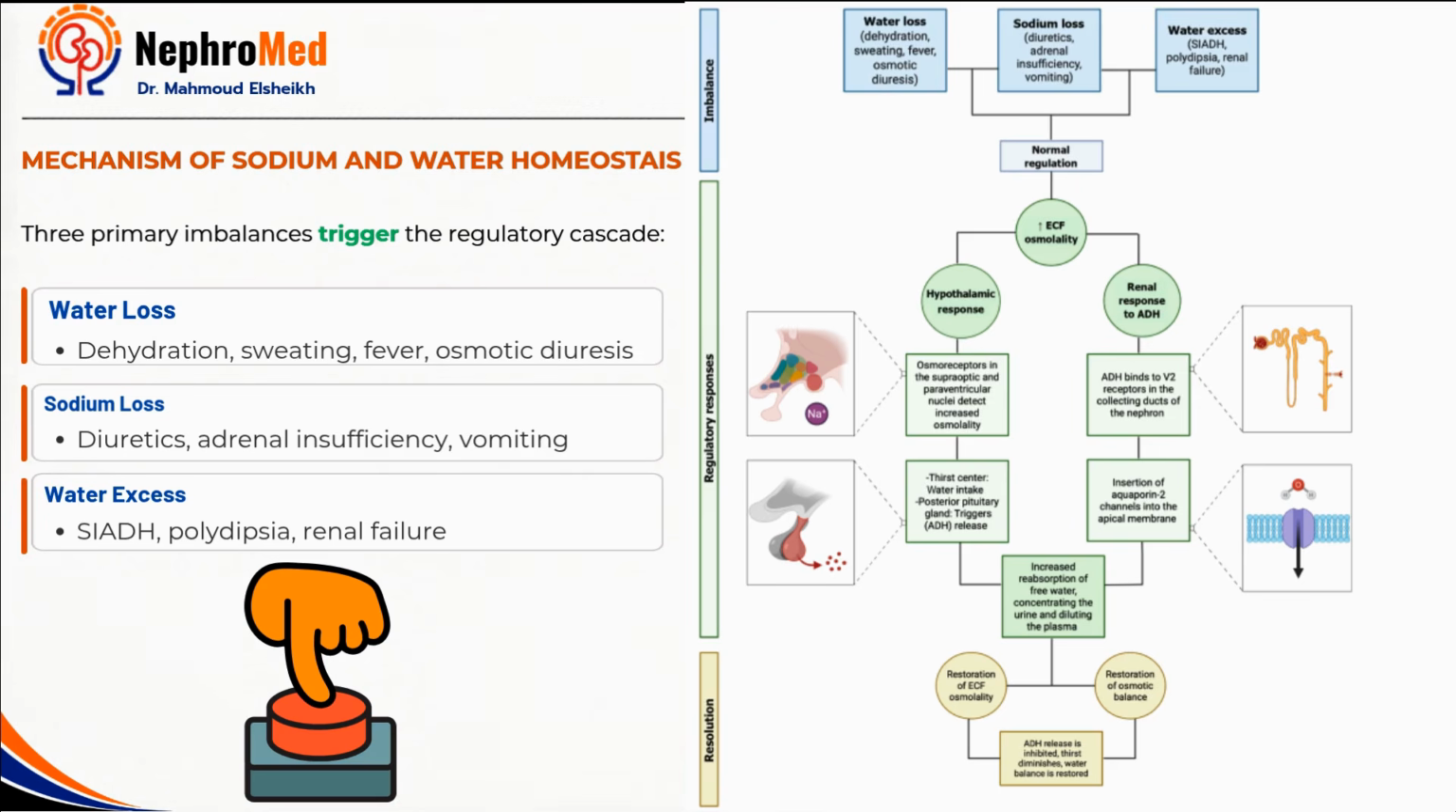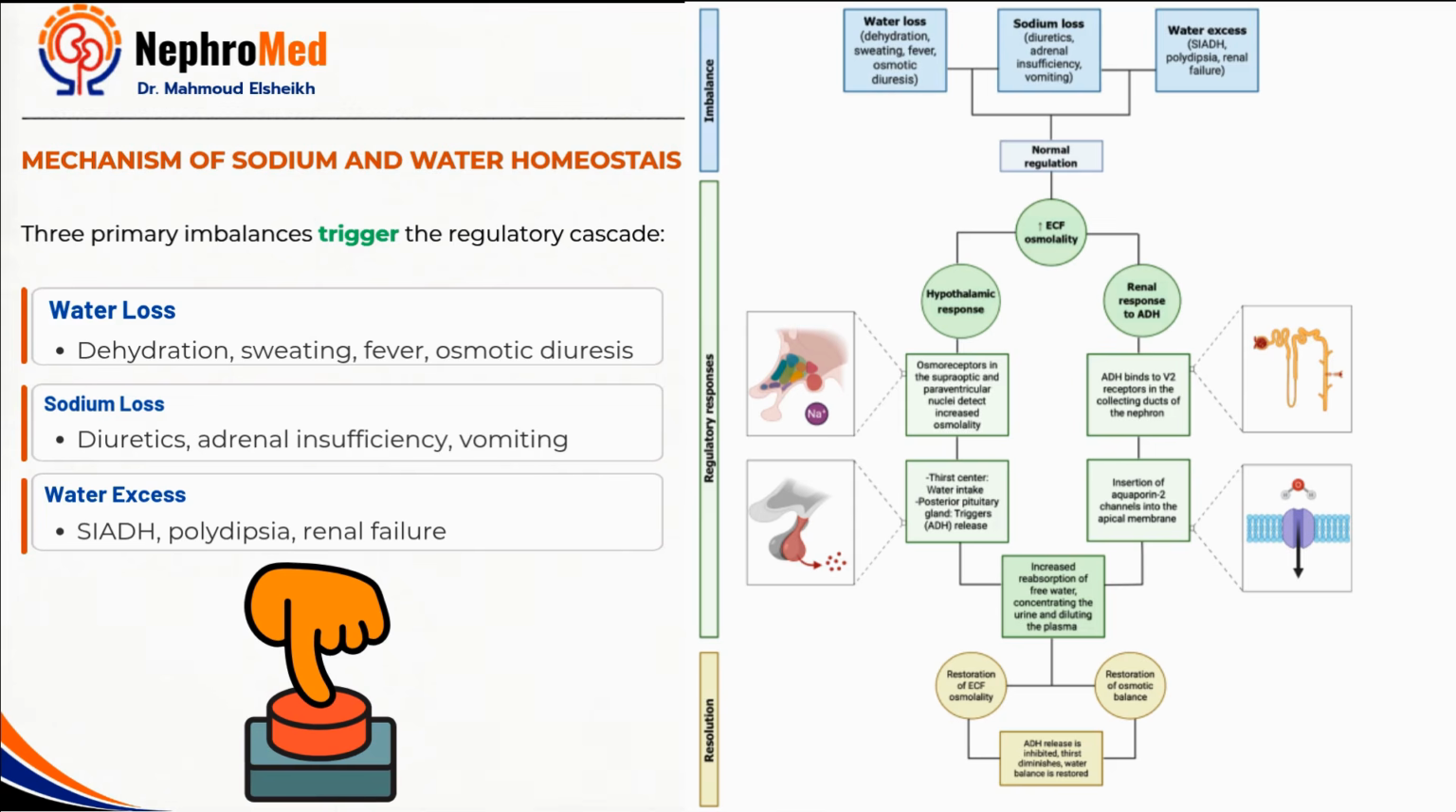Now, let's simplify the major mechanism that disturbs sodium and water balance. In general, most cases of dysnatremias can be understood through three major pathways: either water loss, or sodium loss, or water excess. First, water loss. This can happen with dehydration, excessive sweating, fever, or even osmotic diuresis. In these situations, the body loses more water relative to sodium, which alters osmolality and triggers compensatory mechanisms.